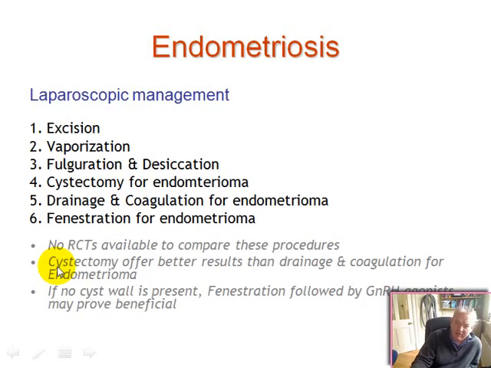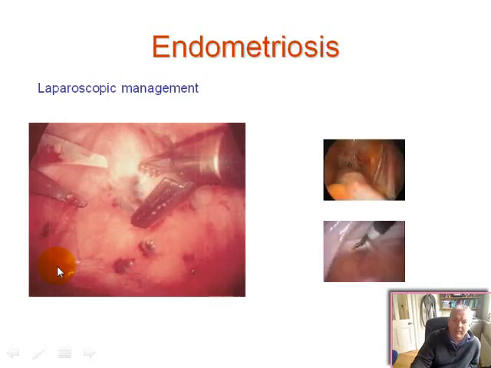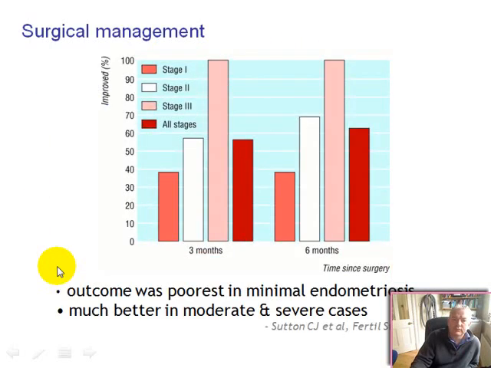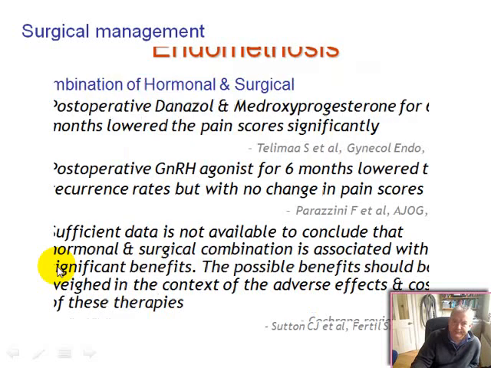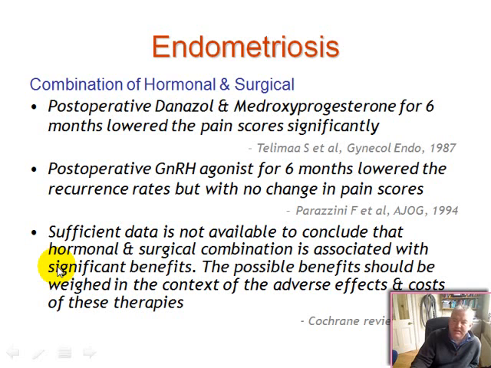There are various ways of treating the individual lesions, but as it stands, there are no large trials differentiating one from the other. Again, these are just images of how we excise some of these lesions. Now, what we find is that stage 3 and 4 disease responds best to surgical management. Earlier stages, stage 1 and 2, don't seem to respond as well. And I think probably the best means is surgery plus hormonal management.